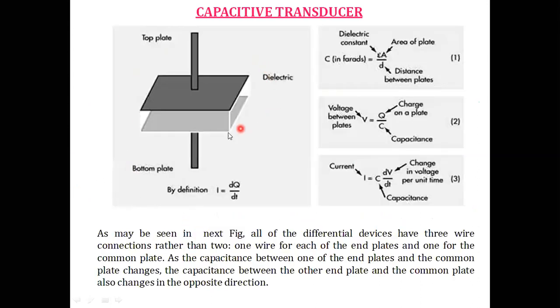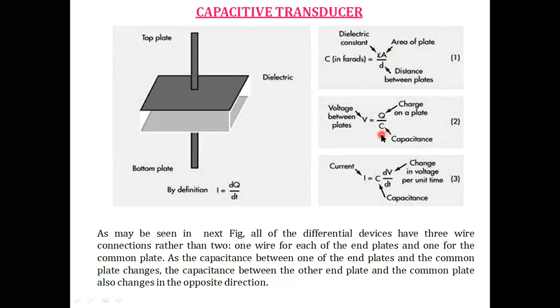This is the capacitor type of transducer. This is one plate and this is another plate, the top plate and the bottom plate, with dielectric medium in between. We can define the flow of current as I is equal to dq by dt. Here C is equal to epsilon A by D, where epsilon is permittivity, A is area of plate, and D is distance between the plates.